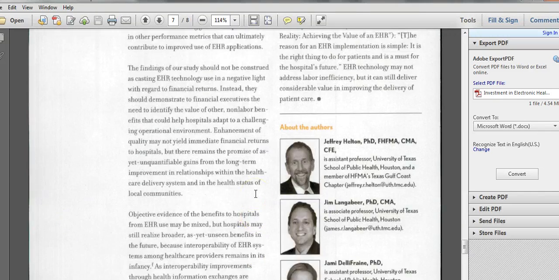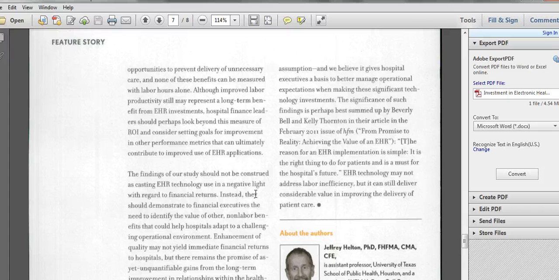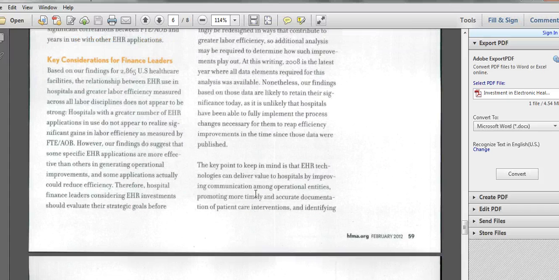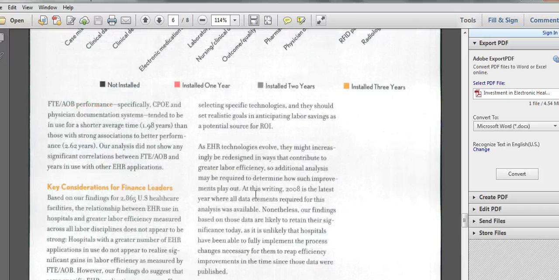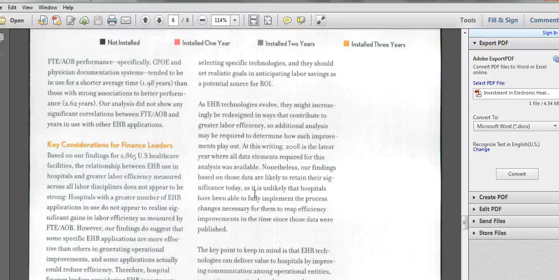Essentially, so. Let's look at this. Key considerations for finance leaders, based on our findings for around 3,000 U.S.